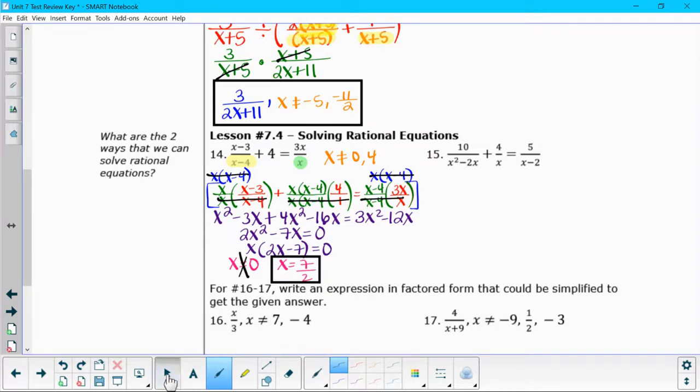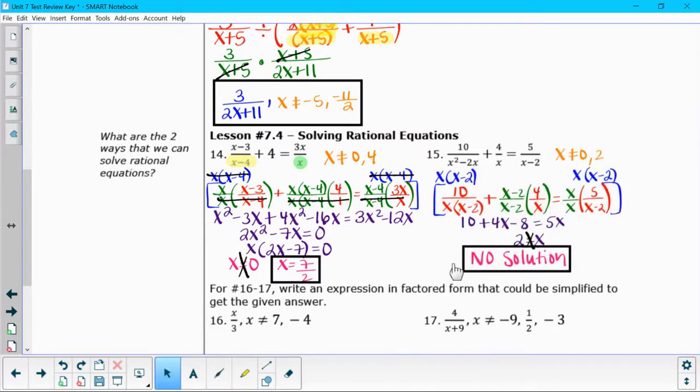Going to do a similar process for number 15. The least common denominator in this situation is x times x minus 2, meaning that x cannot equal 0 and x cannot equal 2. Once I get the least common denominator, I cancel it out, and I'm left with 10 plus 4x minus 8 equals 5x. I get x is equal to 2. Well, we said x cannot equal 2, so this problem is going to have no solution.